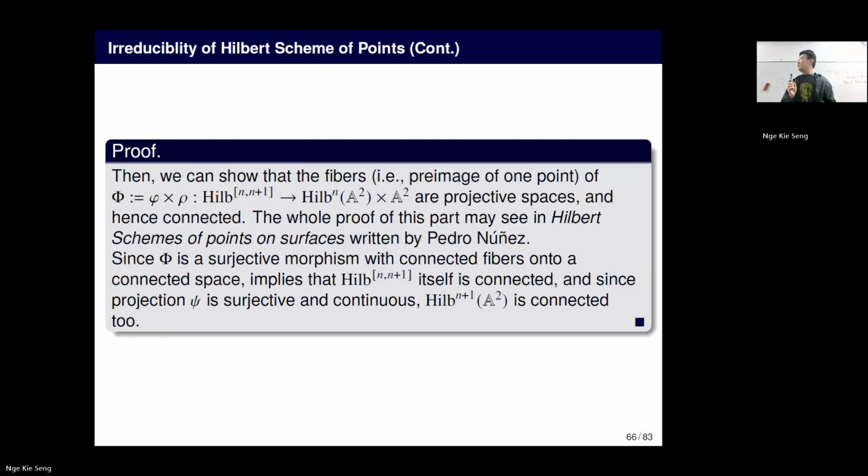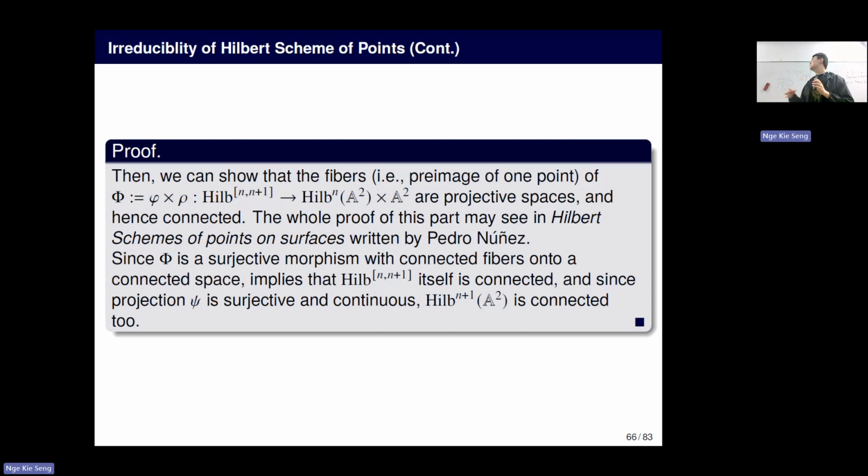The whole proof you can see in Hilbert Schemes of Points on Surfaces, in Pedro's article, and it shows that a map big Phi, defined as phi cross rho, sends Hilb n plus 1 to Hilbert n of A2 cross A2. You can show that the fibers of this map, where the fiber means the pre-image of one point, are projective space. And since this big Phi is a surjective morphism with connected fibers onto a connected space, this shows that Hilb n plus 1 itself is connected, and the projection is surjective and continuous. So the Hilbert scheme of n plus 1 points on A2 is also connected.